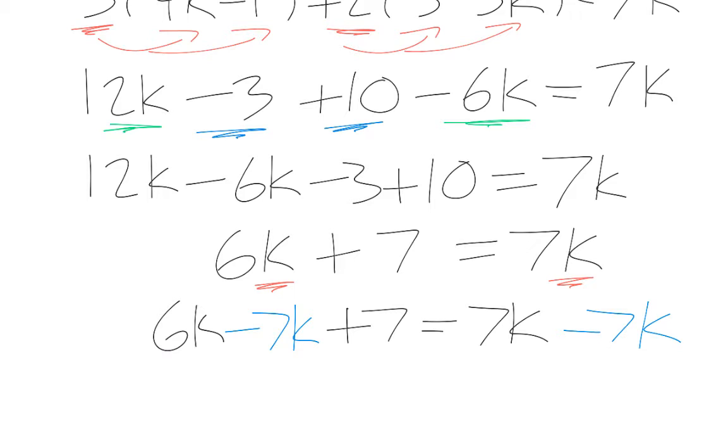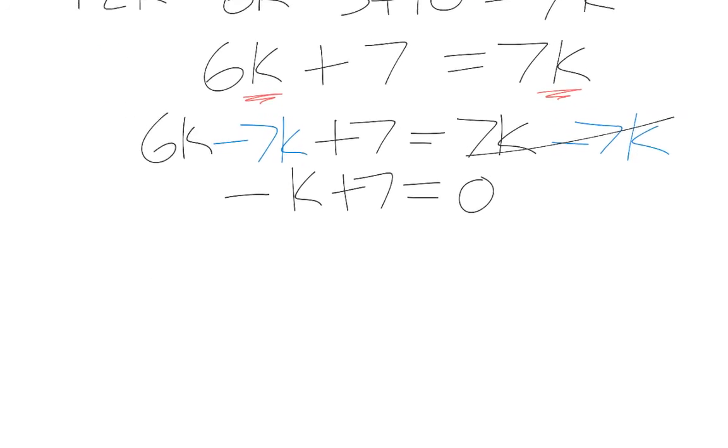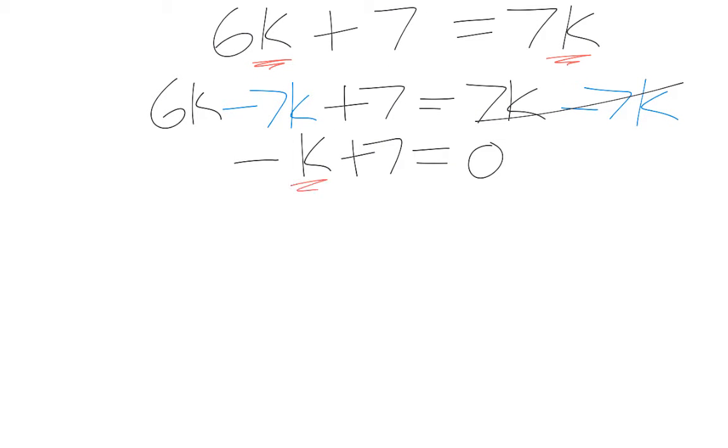Therefore, 6k minus 7k is minus 1k. However, you do not write the 1 in. The plus 7 stays exactly the same. And the 7k subtract 7k cancels out, and it becomes 0. Remember, we want to isolate k. But now k is stuck with a multiply by negative 1 and a plus 7.